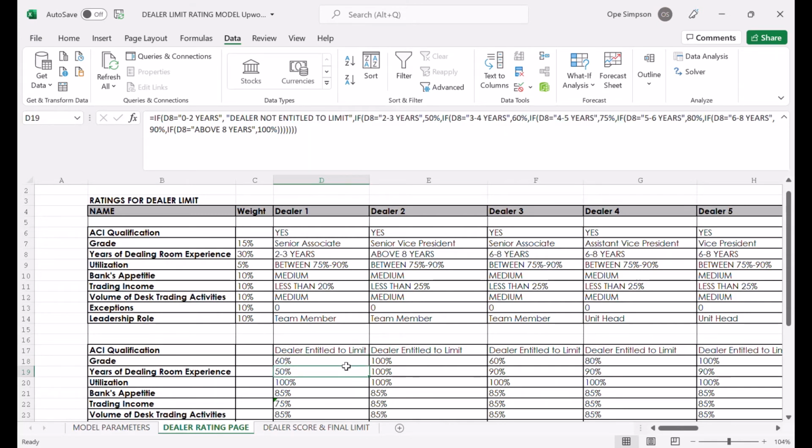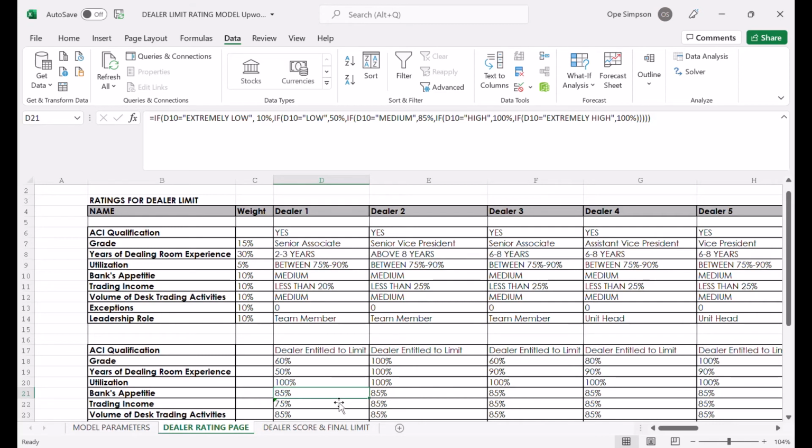We move on to years of dealing room experience, and individuals who have 0 to 2 years experience are not entitled to limits. This is because dealers who have less than 2 years experience are deemed to be trainee dealers, and they are supposed to understudy the main dealers and not engage in transactions themselves. So individuals that have 2 to 3 years of dealing room experience get 50% allocation of this parameter, all the way to individuals who have above 8 years who are allocated 100% of this parameter.